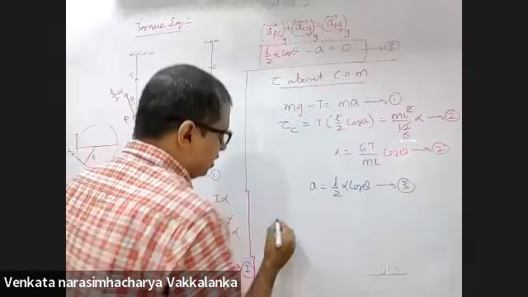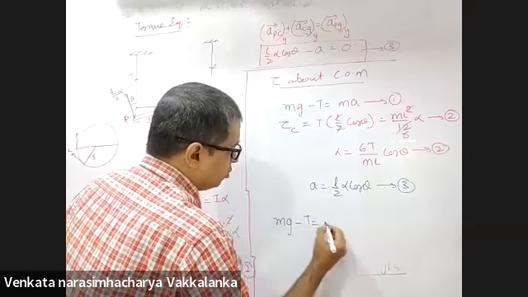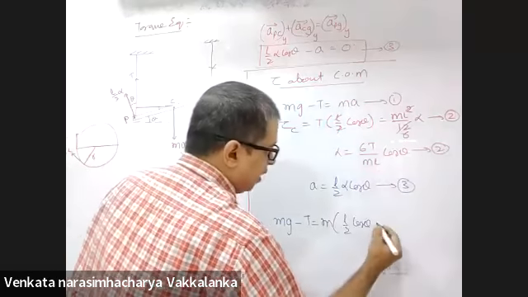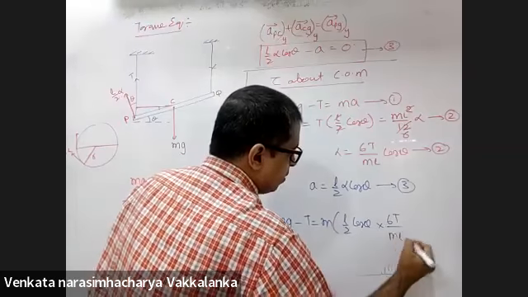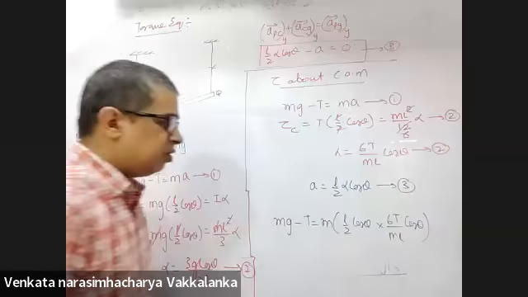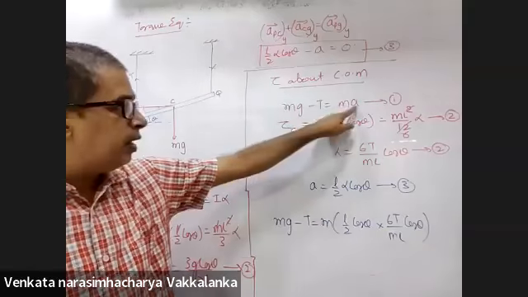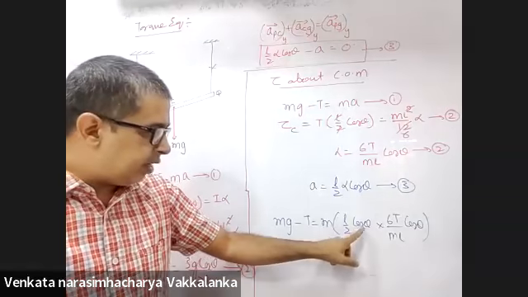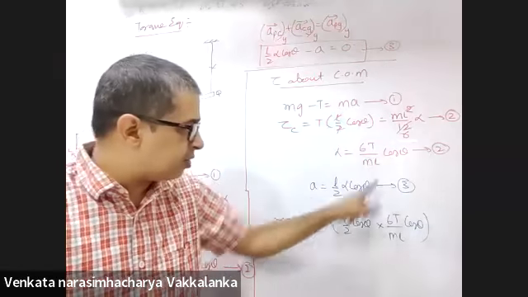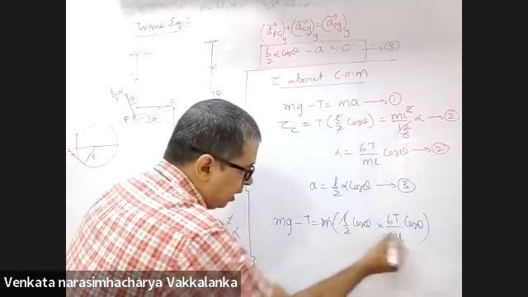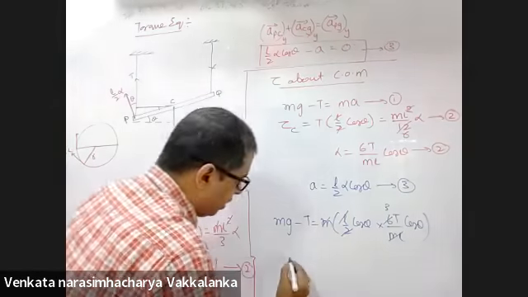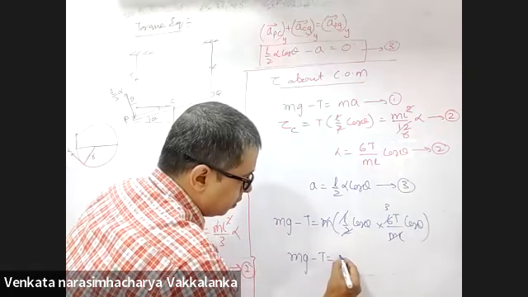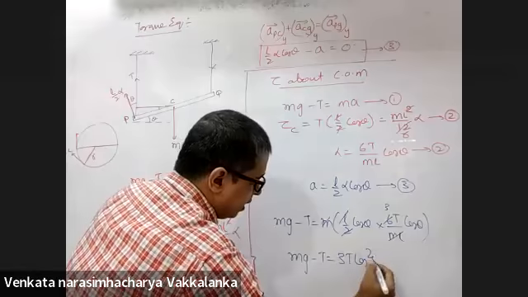So substitute this A here. Mg minus T is M into L by 2 cos theta into alpha. Alpha is how much? 6T by ml into cos theta. Is my simplification correct? In the place of A, I put L by 2 alpha cos theta. Alpha, I substituted this. ml will go, this will become 3. Mg minus T is 3T cos square theta.